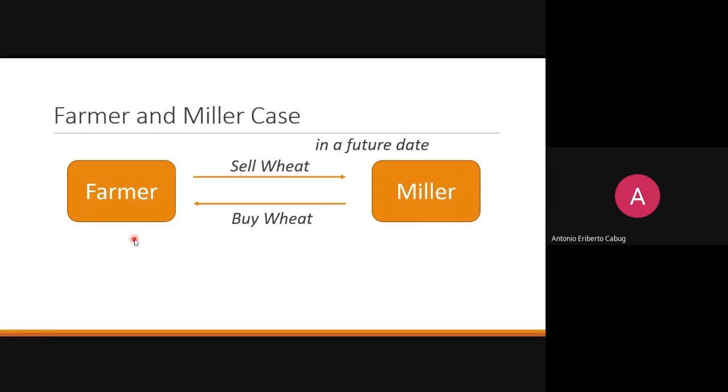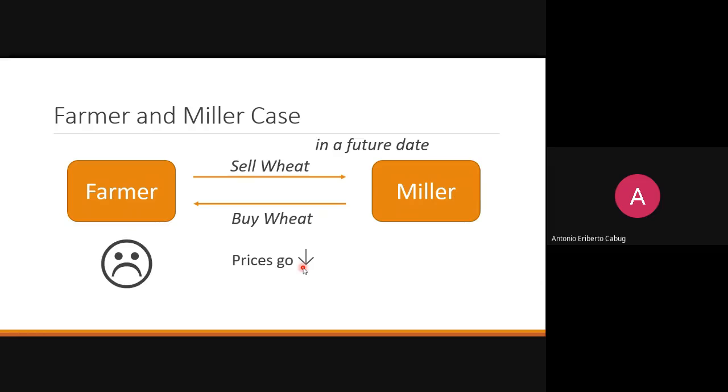Again, if prices will go up, the miller will be at a disadvantage. If the price of wheat in the future will suddenly go up by harvest season, the miller will be harmed. On the other end, if the prices will go down, the farmer will become poor because the farmer will have to sell it at a lower price.